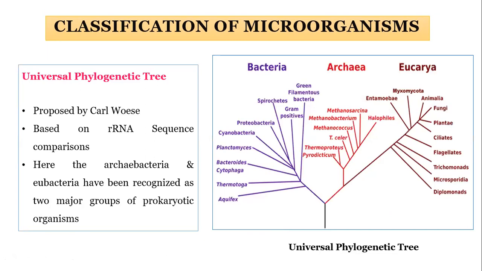So this is the universally accepted classification. Carl Woese proposed the universal phylogenetic tree. This has been proposed based on rRNA sequence comparisons between the bacteria, archaebacteria, and eukarya. The rRNA sequence has been compared and it has been developed as the universal phylogenetic tree.